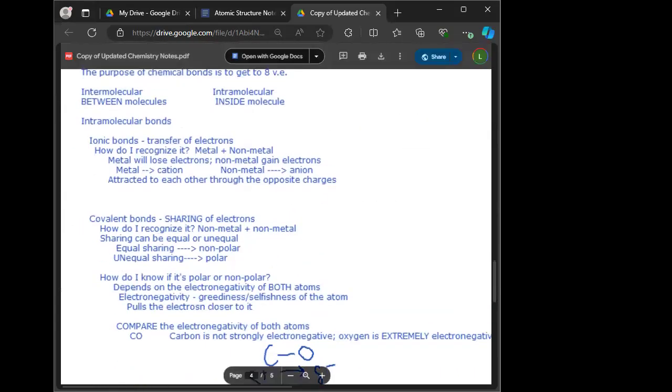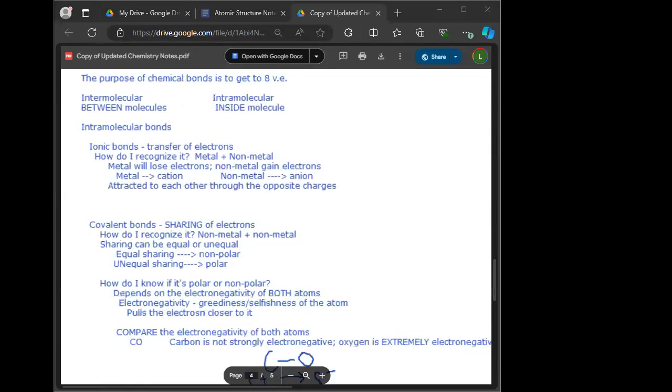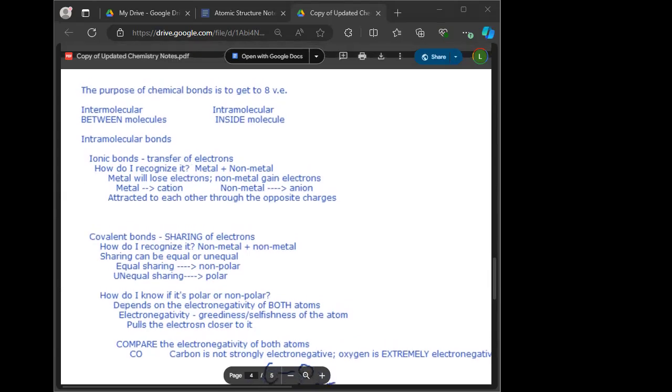All right, now let's go ahead and start talking about the different kinds of chemical bonds. First of all, we actually need to know that there's two different kinds of chemical bonds. There's intermolecular and then there's intramolecular. So intermolecular bonds are between molecules.